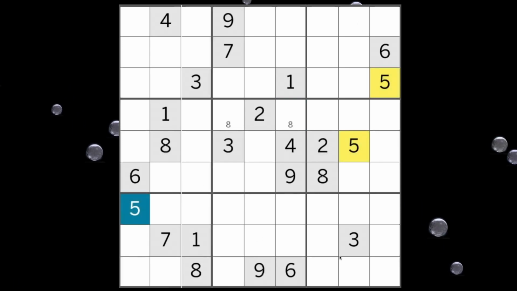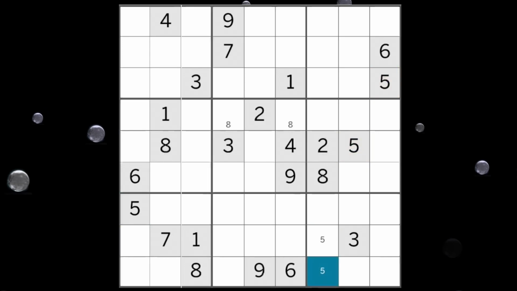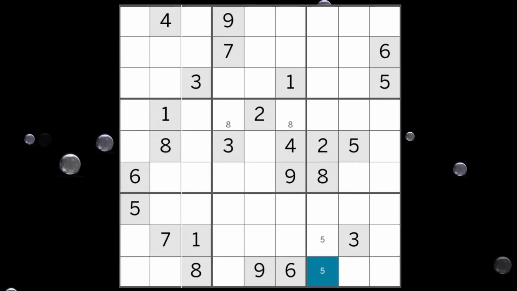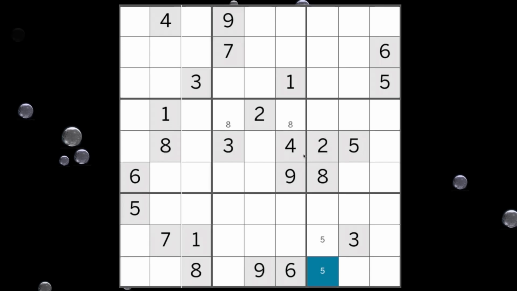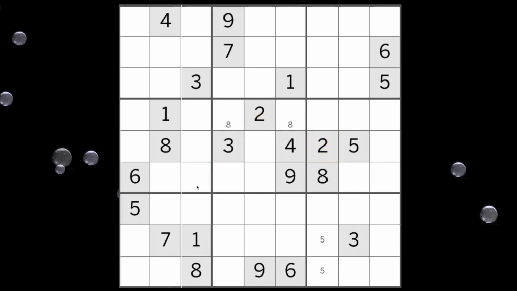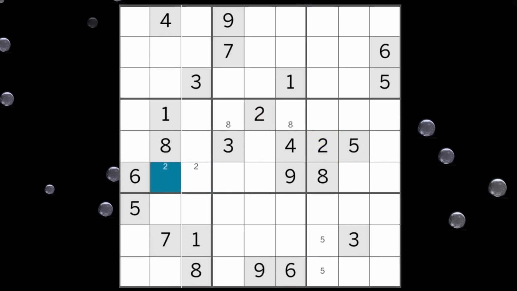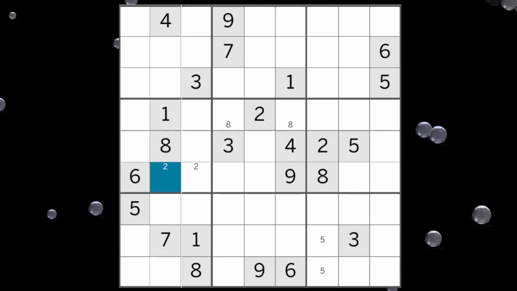That 5, and that 5, puts a 5 there. 2, 2, makes 2 on the bottom.